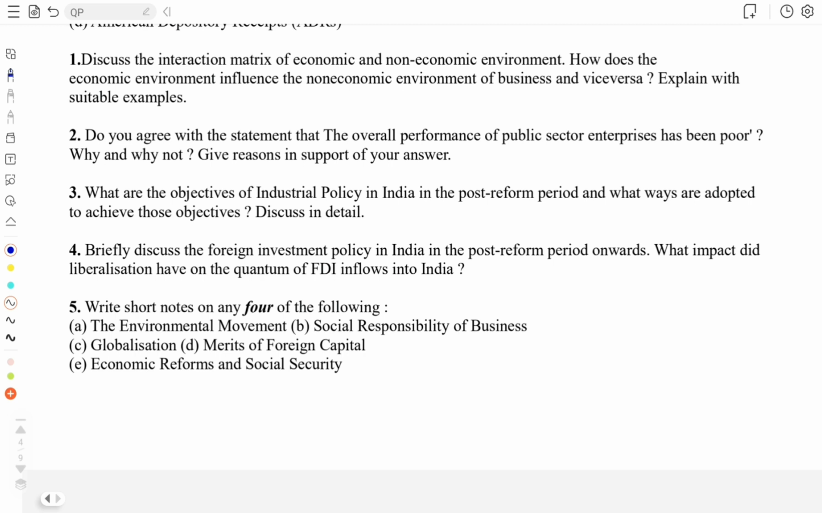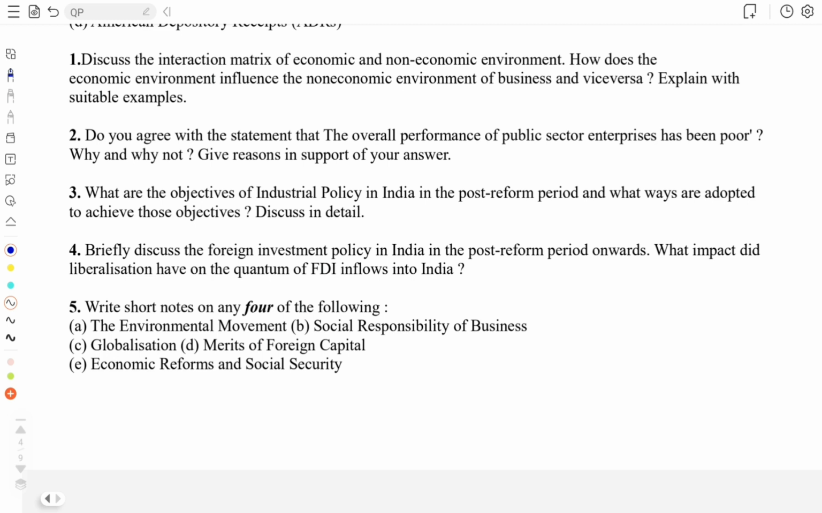So on the whole, if you think about it, the liberalization did have a positive impact because right now we have more FDI inflowing into India, and that is one of the reasons why our BOP is in surplus right now, because many companies are willing to invest in India, right?